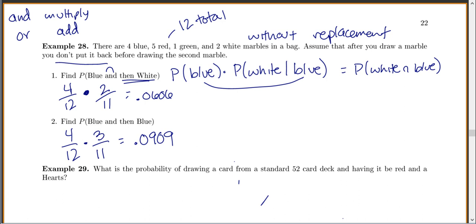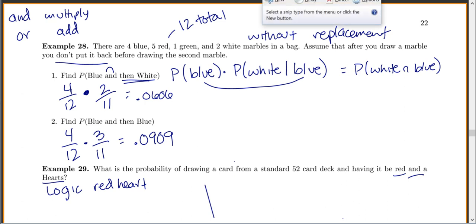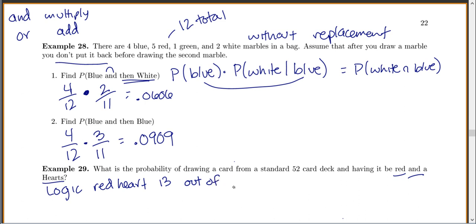Our next example: what is the probability of drawing a card from a standard 52 card deck and having it be red and hearts? Okay. So again, this one you can just do by logic. If you want red and hearts, that just means how many red heart cards are there in the deck. In a deck of 52 cards, you have 13 red hearts. So 13 red hearts out of 52 total. So 1/4.